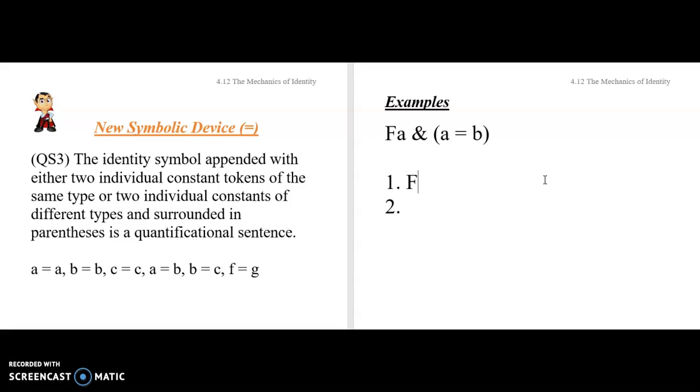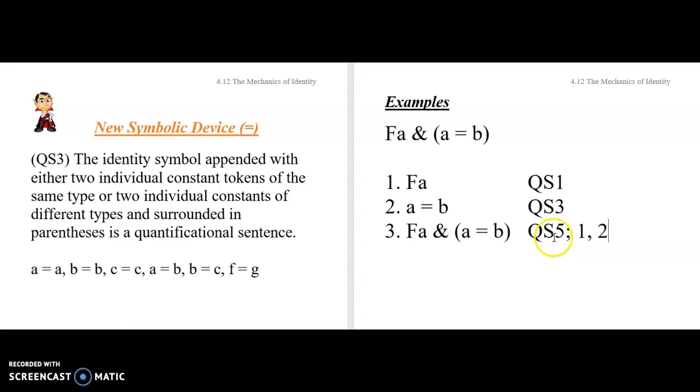Okay, so first of all, we're going to do this, and that's going to be QS1. All right. And then, of course, we're going to do A is identical with B, which is QS3, our new rule. And then, of course, we're going to combine them, and so that's going to be QS5. So we're going to do QS5 on lines 1 and 2, okay? And that's exactly how it's going to work.